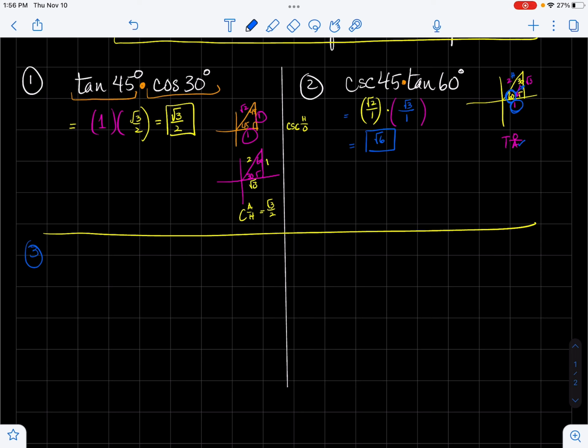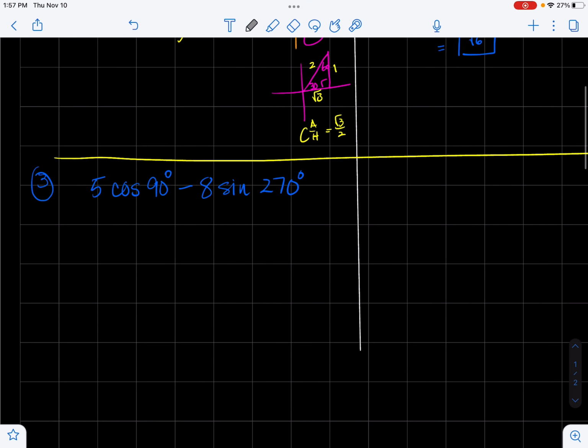Let's say we have a 5 times, I'm going to stick to degrees for the first few problems, then switch to radians. 5 times cosine 90 minus 8 times sine of 270 degrees. Now if you notice here, this one's asking me for 5 times the value of this, minus 8 times sine of 270.